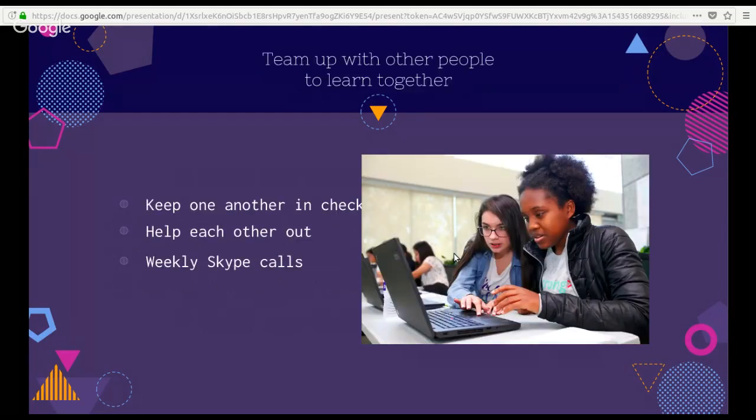Cool. So one other piece of advice that I have for you guys is that learning AI is a very difficult, daunting task. So I would highly suggest you team up with other people and learn together. This is something that I've done in the past, not necessarily with AI, because I learned that by myself, but when I was learning new things, I would team up with other people and learn together.